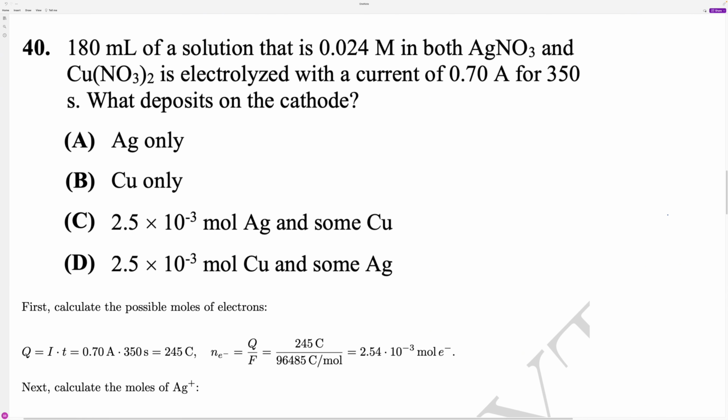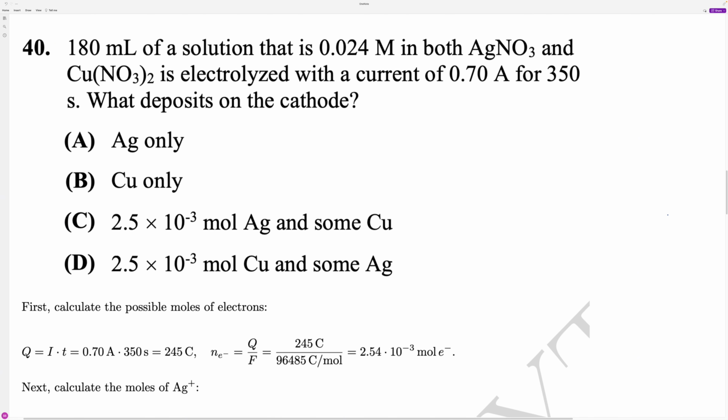Okay, let's move on to question 40. So question 40 is testing electroplating. It's asking what's going to deposit on the cathode for a certain amount of solution that's a certain concentration in copper nitrate and silver nitrate. It's being electrolyzed with a current of 0.7 amperes for 350 seconds.